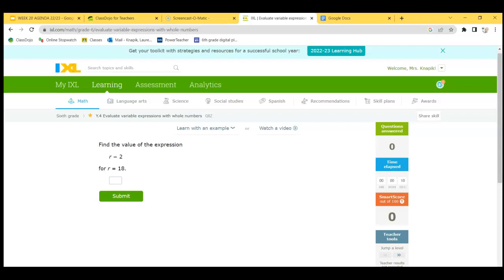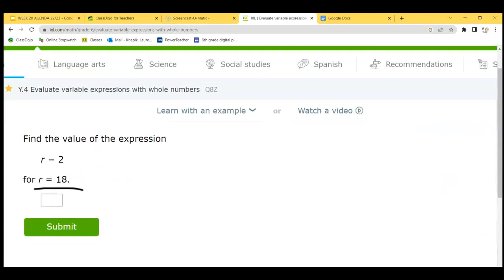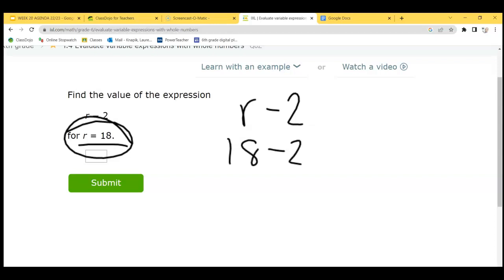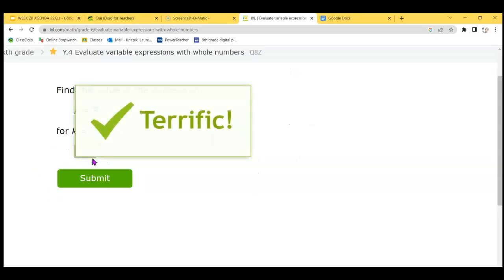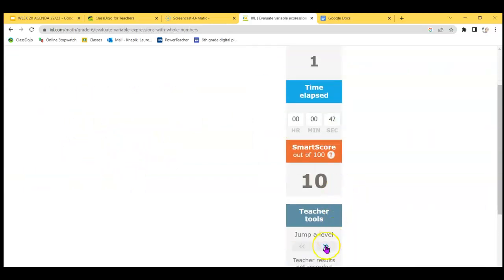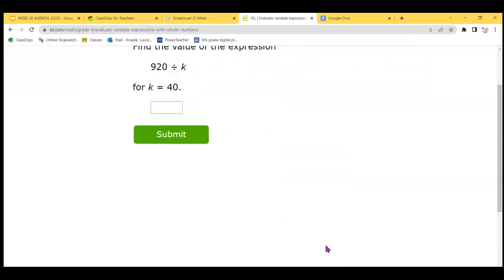So find the value of the expression r minus 2 for r equals 18. Same way we did in class, you're going to take the value of your variable, and you are going to just substitute it in for your expression. So r minus 2, okay, we know r is 18. We're going to go ahead and just fill in what the value of r is. So 18 minus 2, you're going to get 16. Cool. I want a SMART score of 80, so we're going to bump it up a little bit while we practice.